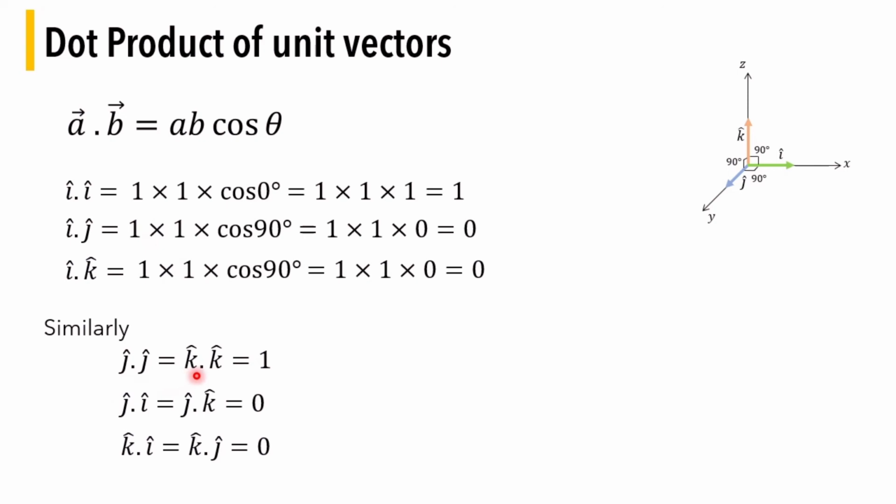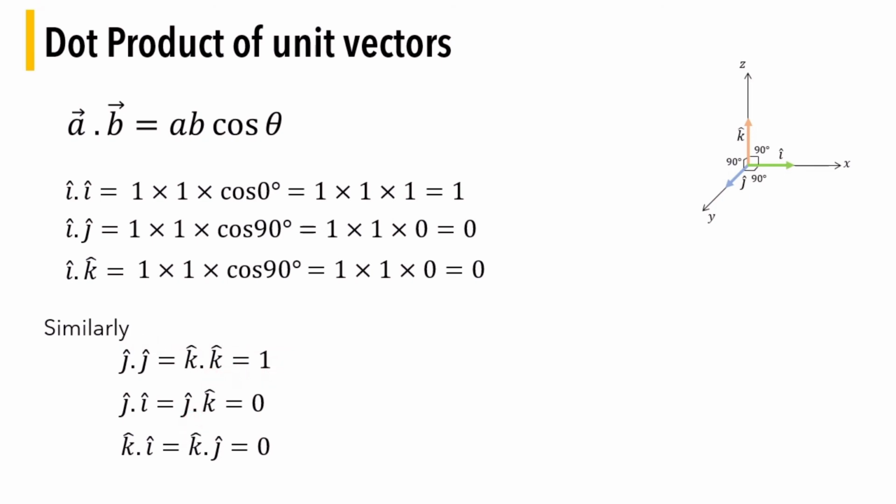j dot j and k dot k are equal to 1 because they're similar unit vectors. Their dot product will be equal to 1, and j dot i and j dot k will be equal to 0, and k dot i and k dot j will be equal to 0. Means the dissimilar unit vectors which are perpendicular to each other will yield a dot product of 0, and similar unit vectors will yield 1. This is specifically for unit vectors.